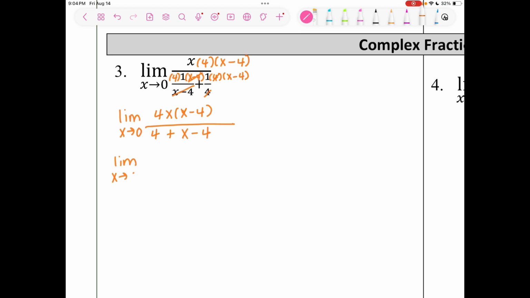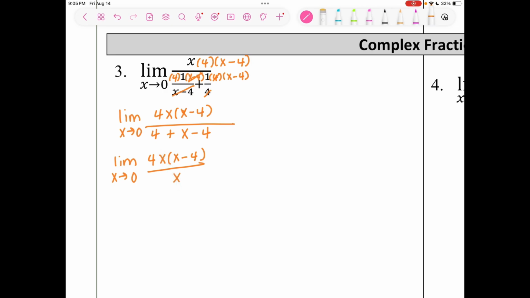So the limit as x goes to 0 of 4x times (x minus 4) in the numerator over 4 plus x minus 4, which is just x, right? And then what I notice is that x over x is 1. Since everything in the numerator is multiplied, let me just make sure that I'm clarifying: 4 times x times the quantity x minus 4, right? Since those separate parts are multiplied, x over x is 1, okay? x over x is 1.